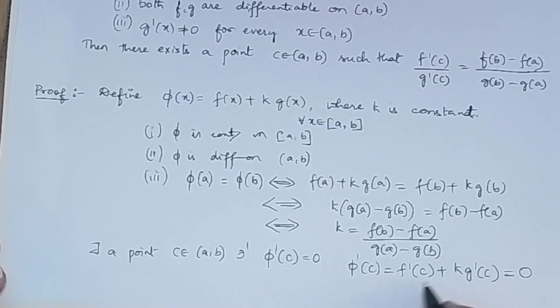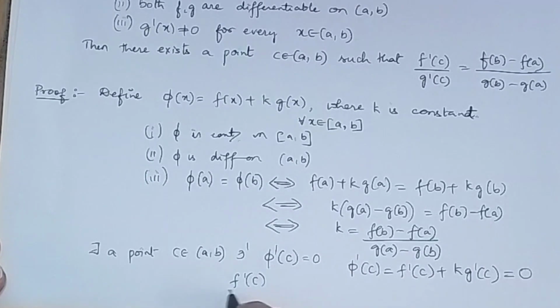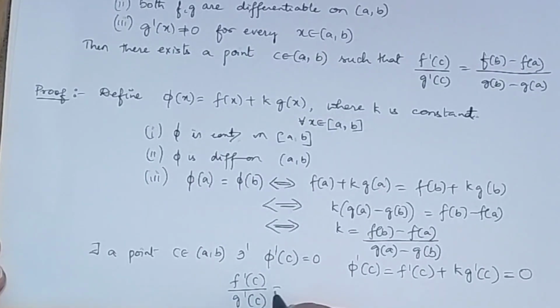Therefore, I want the ratio f'(c) by g'(c). So hence, f'(c) divided by g'(c) is equal to -k. So f'(c) equals -k times g'(c).